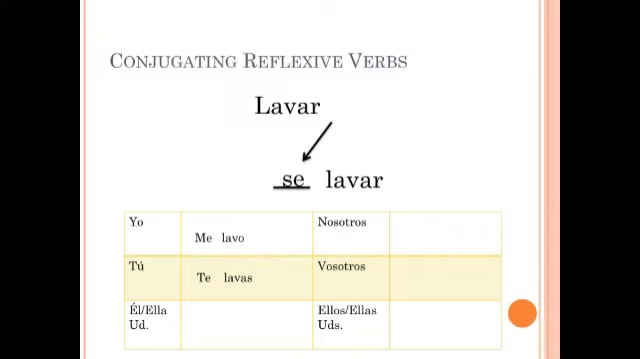So we keep going. Él, ella, usted se lava. Nosotros nos lavamos. Vosotros os laváis. And ellos, ellas, ustedes se lavan. The really key thing to remember here is that reflexive verbs are verbs that someone does to themselves. For example, you can wash yourself in a shower, but a dog can't wash themselves in the shower. So you would use a reflexive verb when you're talking about yourself in the shower, and you would not use a reflexive pronoun when you're talking about washing your dog.